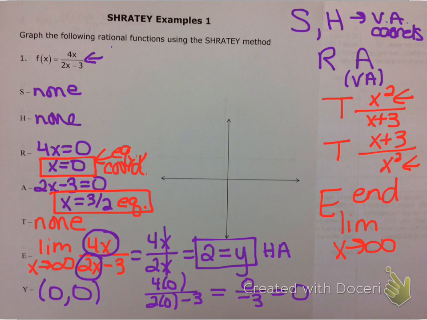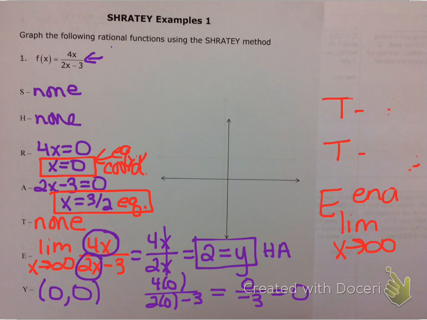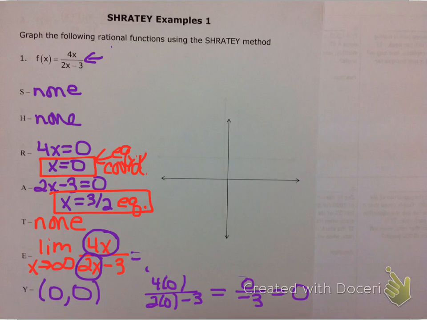Okay? Now, what I'm about to show you is the reason why SHRATEY will not graph rational functions. So there's extra stuff that you will always have to do in this unit. Okay? I'm going to erase this part right here just to give my graph a little bit of room.